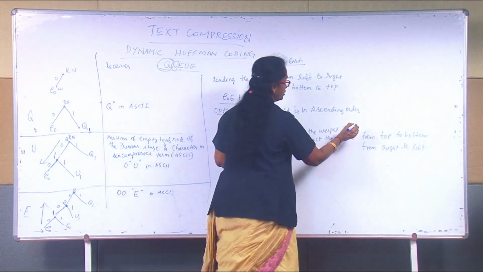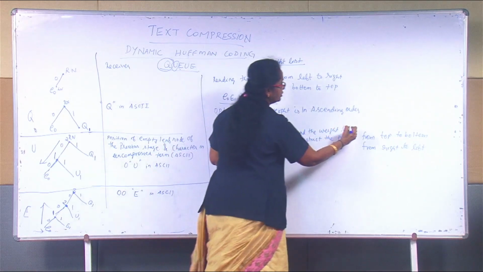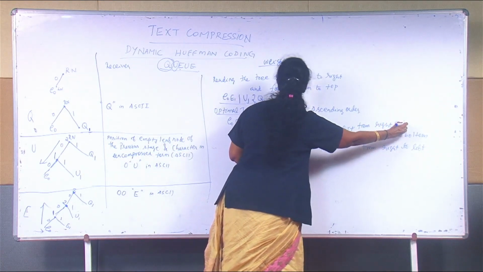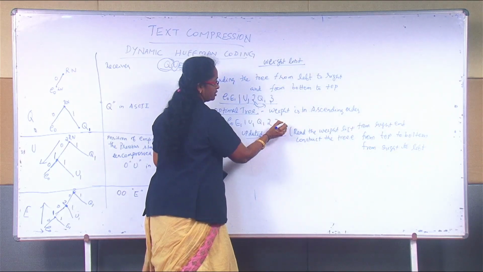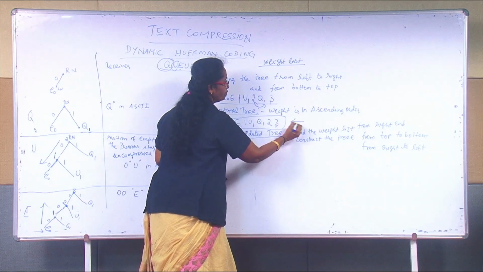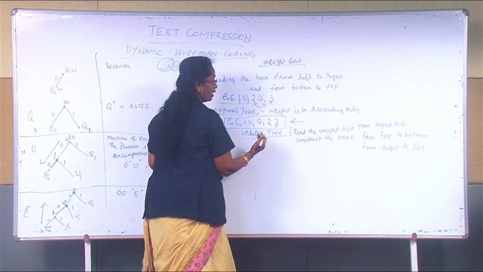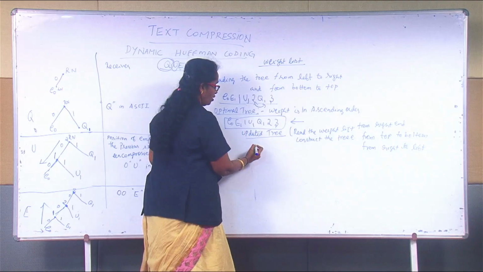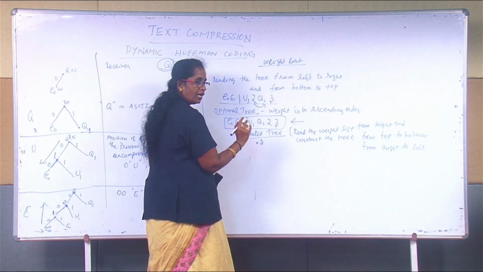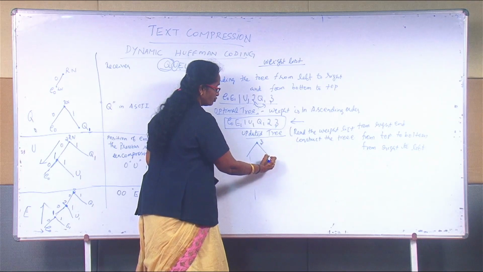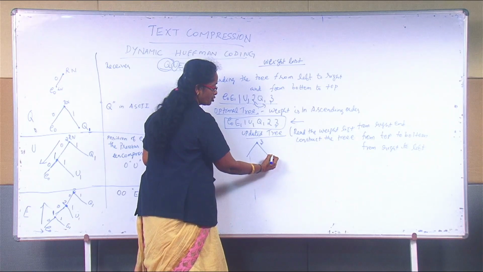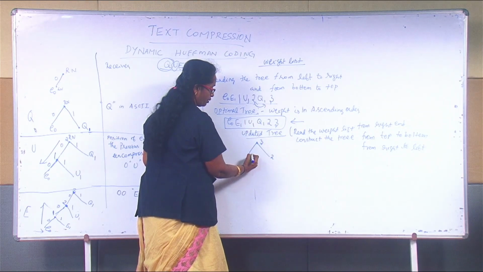Read the weight list from the right end. This is my weight list. For this updated weight list, read it from the right end and construct the tree from the top. Therefore, the topmost value is going to be 3. Only one value is there. Now, you split it into 2. What is our next value? Right to left. Therefore, the right value is 2 and the left is Q1.